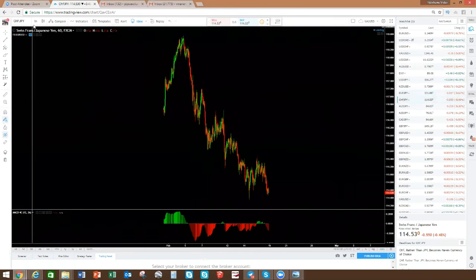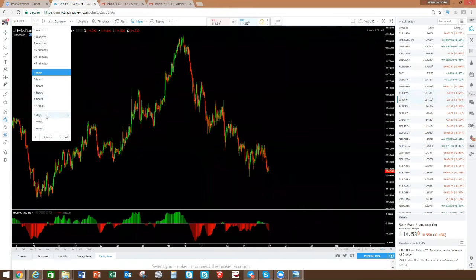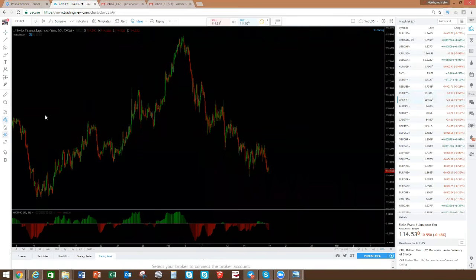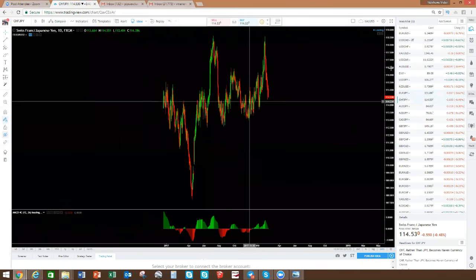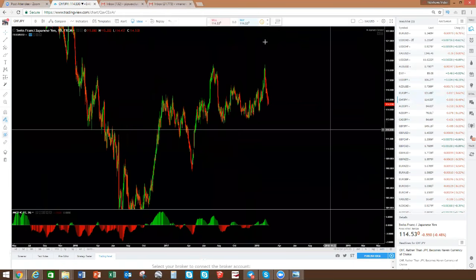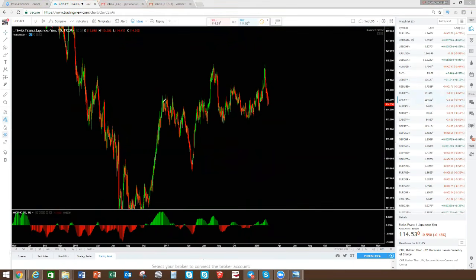CHFJPY, clear downside. Clear downside on CHFJPY, and this is why. Very clear. You've got your 1, you've got a 2. You've got your 1, you've got your 2, you've got a 3. Now we're getting a 1, a 2. We're expecting to come retest that level.